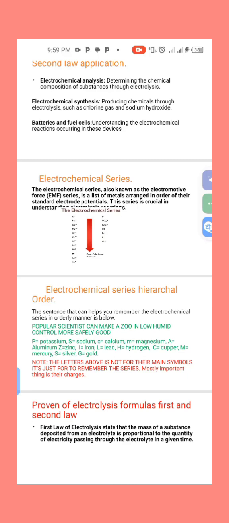Thus P will stand for potassium, S for sodium, C for calcium, M for magnesium, A for aluminium, Z for zinc, I for iron, L for lead, H for hydrogen, C for copper, M for mercury, S for silver, and G for gold. Now, note the letters above are not the main symbols. They are just for remembering the series. The most important thing is their charges.